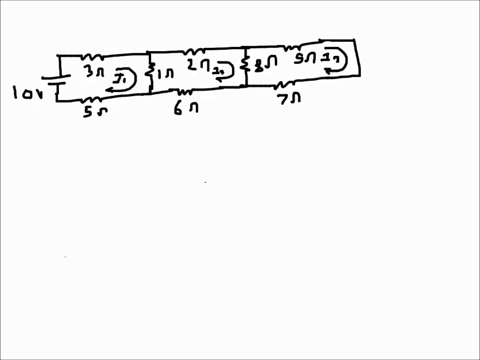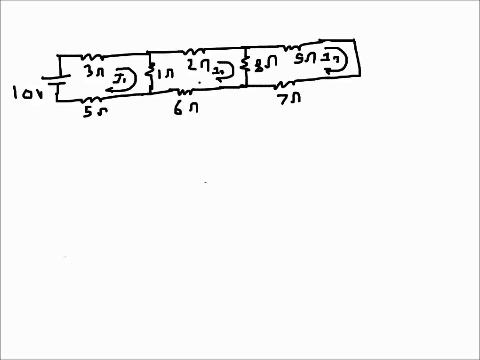So this is an example circuit for applying the mesh loop current method. There are three meshes or three loops here. I have assigned three loop currents I1, I2 and I3. So we'll write the loop equations.